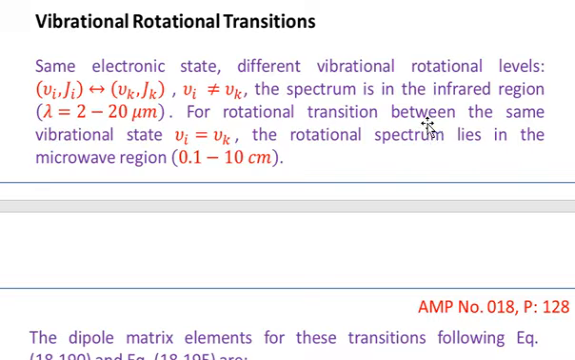For rotational transitions between the same vibrational states, that is, Vi and Vk are the same, you are considering the two vibrational levels which are the same, and now the transition between rotational levels of the same vibrational level. Then the rotational spectrum lies in the microwave region, giving you a wavelength of 0.1 to 10 centimeter. So I have given you a specification of the range of different wavelengths when the transitions occur between different vibrational levels, and when the transition occurs between different rotational levels of the same vibrational level.